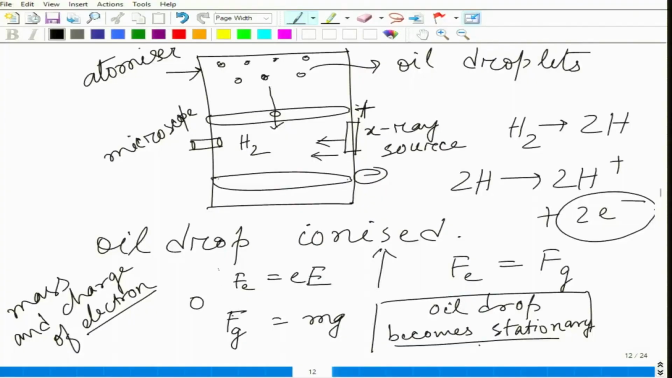In the Millikan oil drop experiment, we had observed that a stationary oil drop was studied with the help of a microscope, and there were two forces acting on the oil drop. One was the electrical force Fe equal to qE, and another one was the gravitational force mg. Now we will see from this how we will calculate the charge and mass of the oil drop.